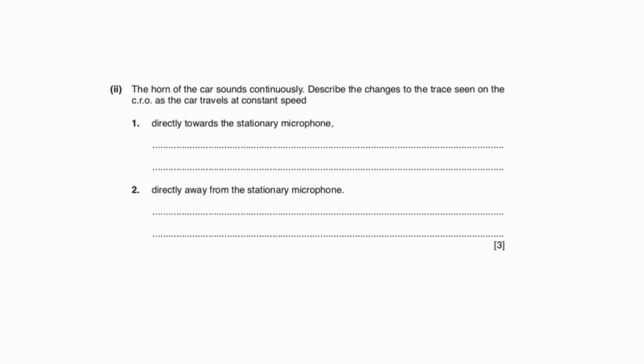But many students made a mistake here and here. They talk about the frequency. They said here the frequency increases, here the frequency decreases. Now the answer is not wrong per se, but because it does not answer the changes to the trace, you can't see the higher or lower frequency here, but you can see a shorter period and a longer period.